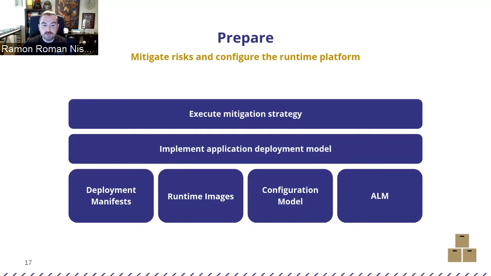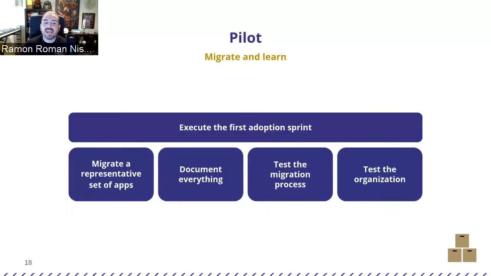Once we are ready to deploy applications, let's start deploying applications. We suggest doing a pilot first, which is executing the first adoption sprint. The idea for the pilot, the thing that works best, or that I've seen working best in organizations, is to migrate a representative set of applications during the pilot.